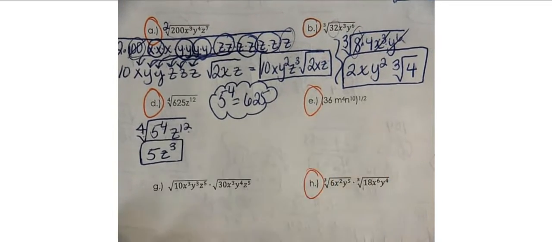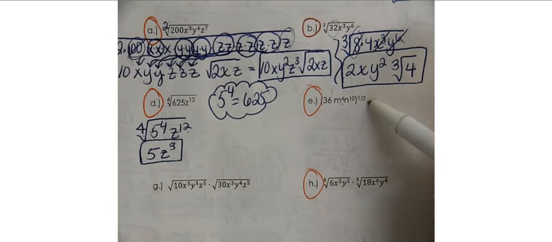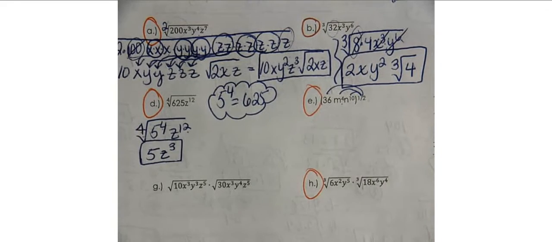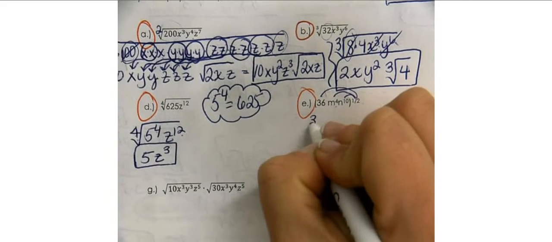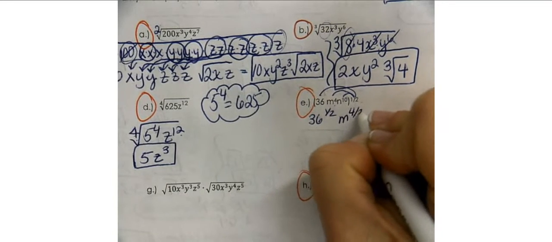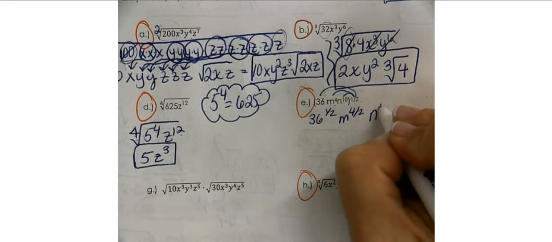Letter E, we are raising 36m to the 4th n to the 10th power to the 1/2 power. So I'm going to distribute that exponent to every single term, including the number. So this is 36 to the 1/2 power, m to the 4 divided by 2 power, since I'm just multiplying, and n to the 10 divided by 2 power.